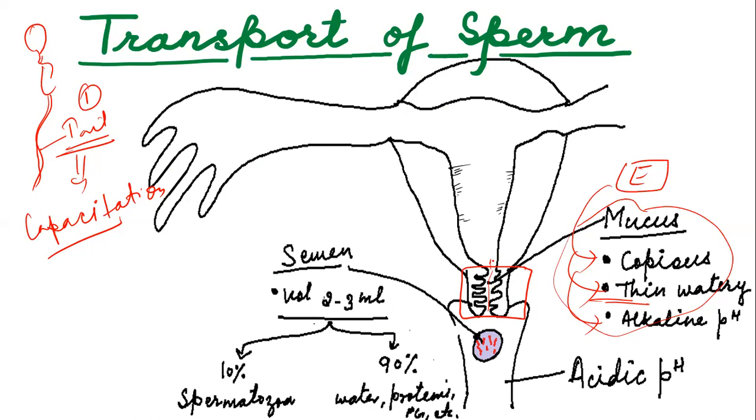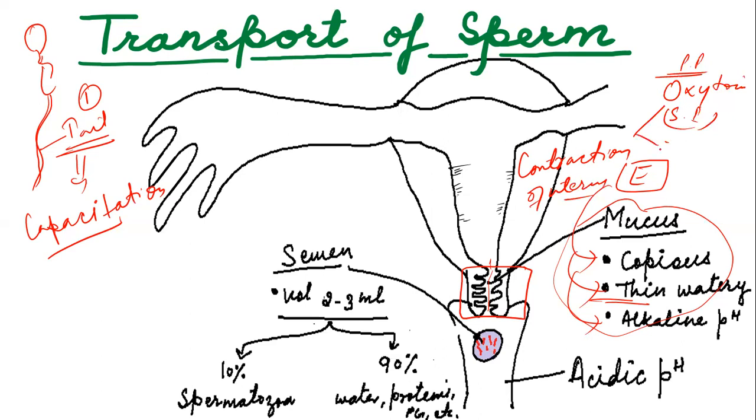The third thing is the contractility of the uterus, which will also facilitate the movement of the spermatozoa. This is contraction of the uterus or myometrium due to oxytocin, and this oxytocin is released from the posterior pituitary during sexual intercourse. This oxytocin will cause contraction of the myometrium and ultimately the uterine body.